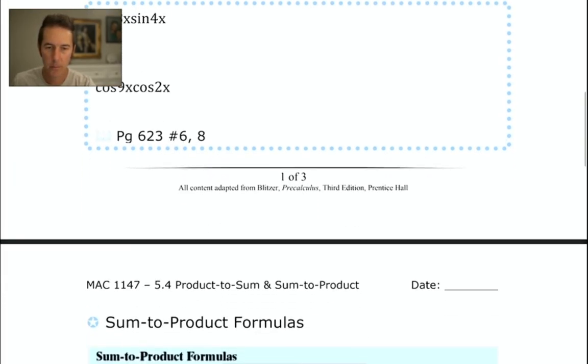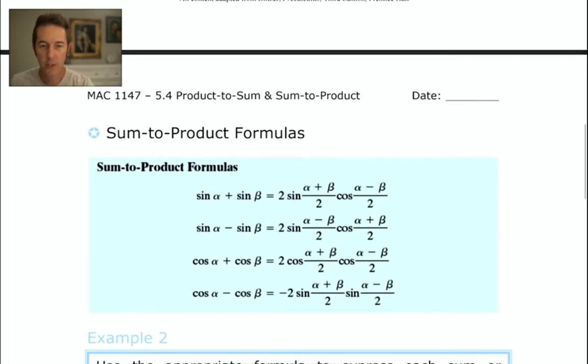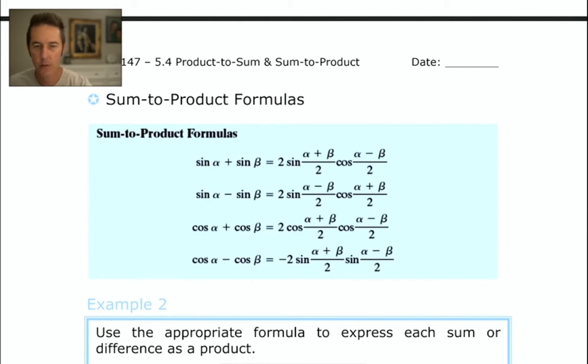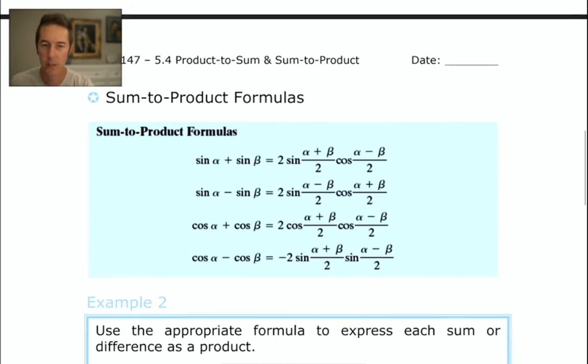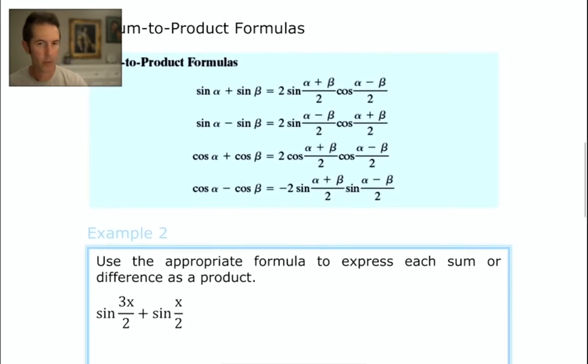Well, let's go down and have a look. These are substantially different. I'm seeing fractions on the right-hand side of these equations as the arguments, alpha plus beta over 2, alpha minus beta over 2 on the product side. And we definitely did not have that previously. So having this different version of these equations as we go from sum to product, I think is beneficial.